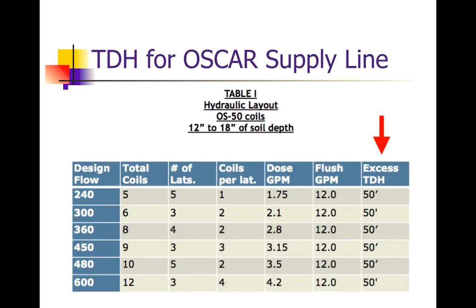In table 1 and also table 2, we have a table both for the Oscar 50s, or OS 50s, and the OS 100s. In our table, we have what we call the excess TDH, or the amount of TDH we have left over under our pump curve that we have available for friction loss and elevation loss in our supply line for the Oscar.